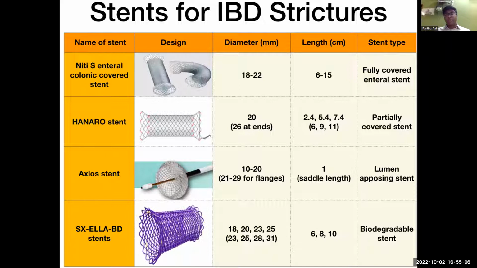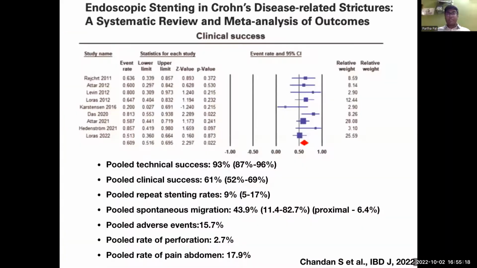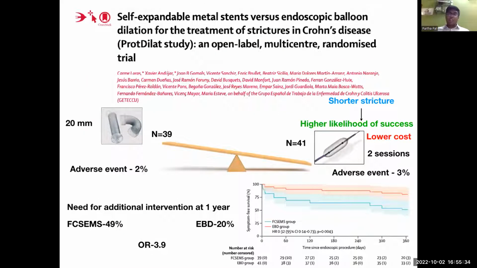Almost the same stents have been used that are used in other GI stenosis: the Metius enteral covered stent, the Hanaro stent, which is a partially covered stent, the Aggios stent, which is a lumen-apposing stent, and biodegradable stents. Overall, the technical success is 93%, clinical success is 16%, and the migration rate is very high, that is 44%, and abdominal pain requiring removal of the stent occurs in almost 18% of the cases. So it should be kept in mind that stents are not only good; sometimes migration and severe pain can occur.